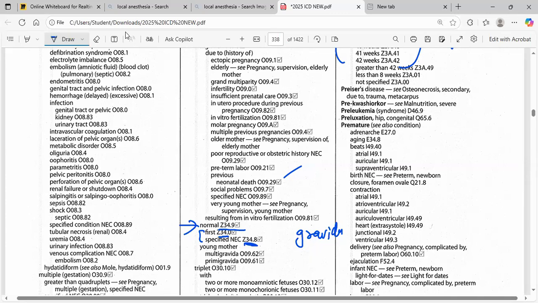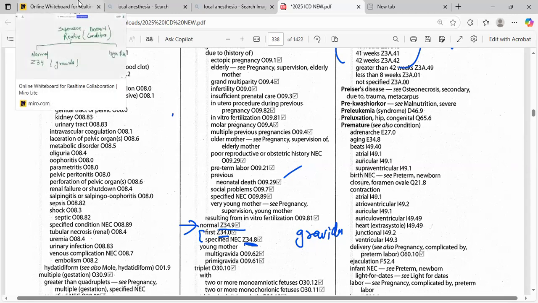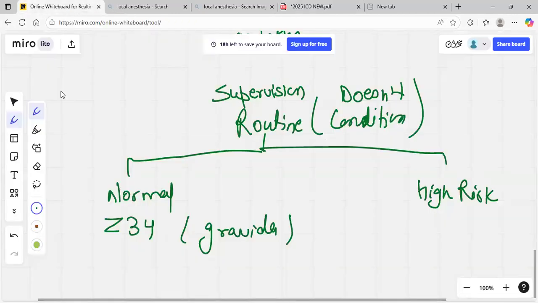Next, in the normal pregnancy, the first code will be Z34 based on the gravida, and your next code will be the week of gestation.